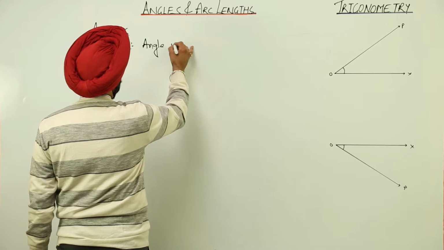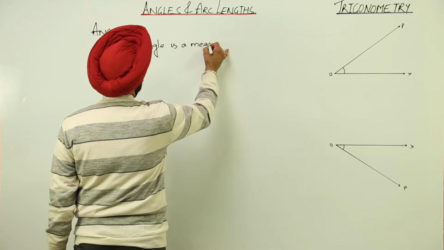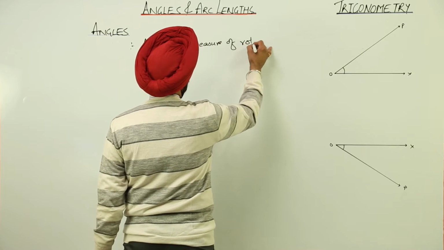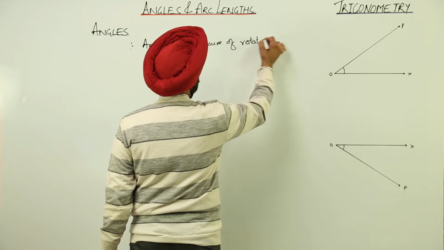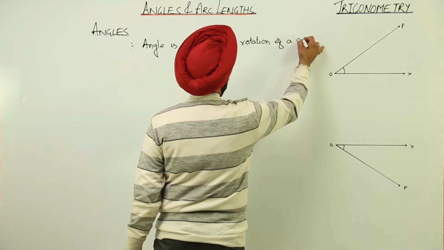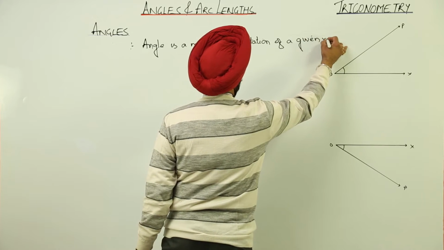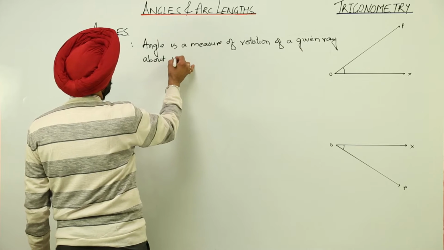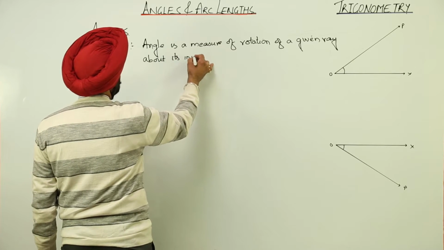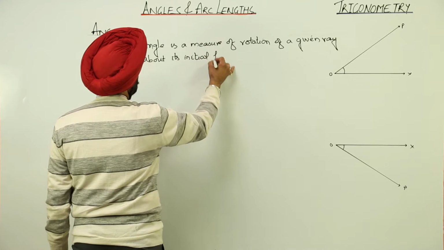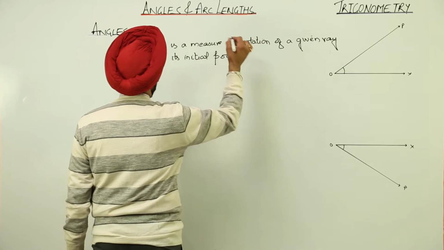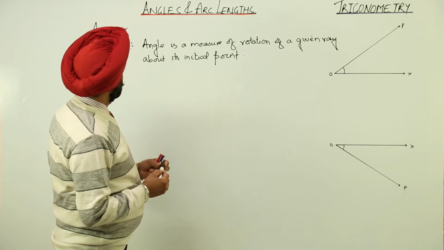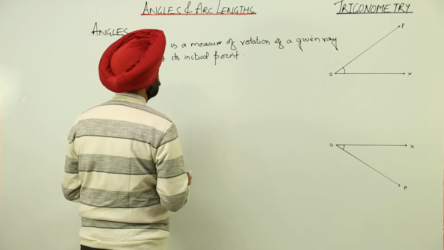Angle is a measure of rotation of a given ray about its initial point. Angle is a measure of rotation or a revolution of a given ray about its initial point.